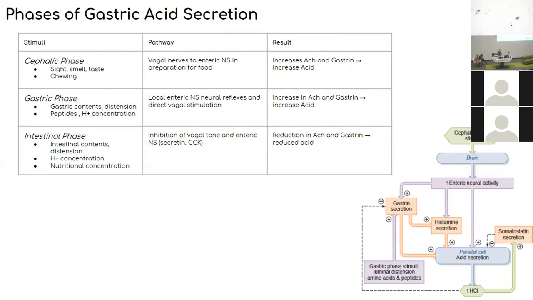When the food hits the stomach and you've got not only the contents of the food in there, but the distension of the stomach, that will also increase the acid secretion. And then the intestinal phase, when the food is dumped into the intestine and you've got the distension of the intestine, it will go back and inhibit those signals to reduce acid secretion.